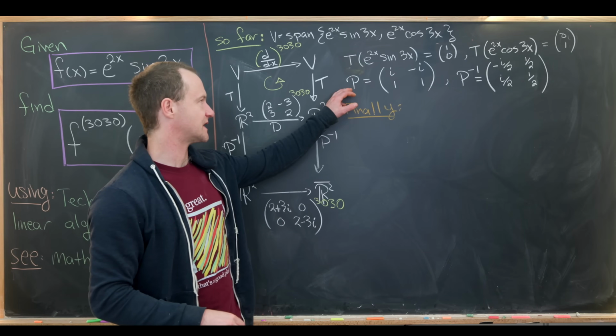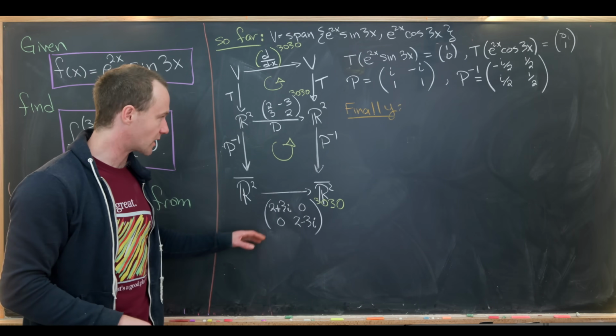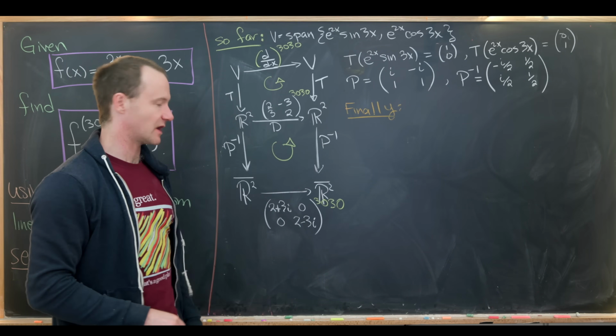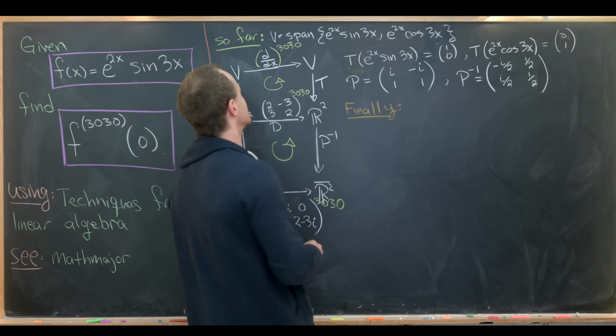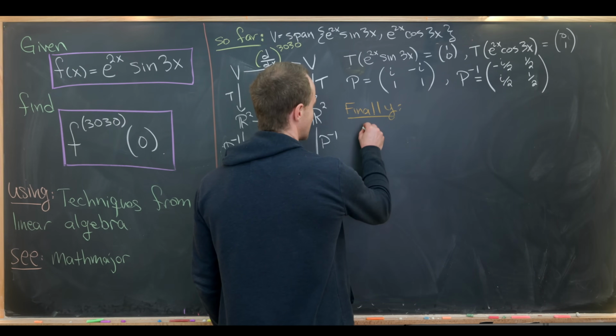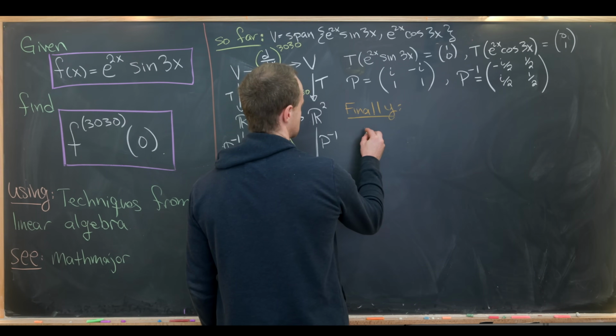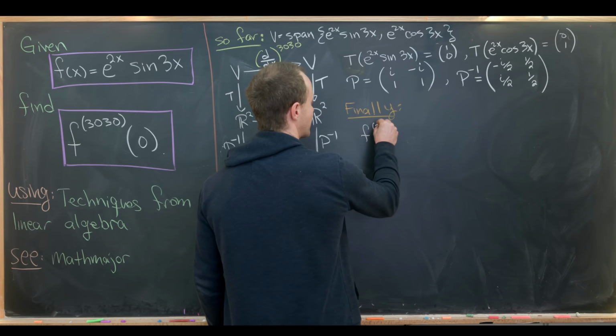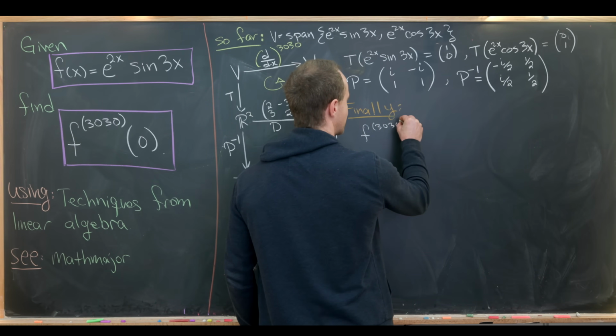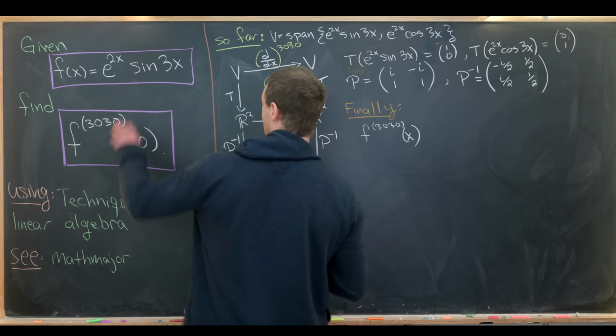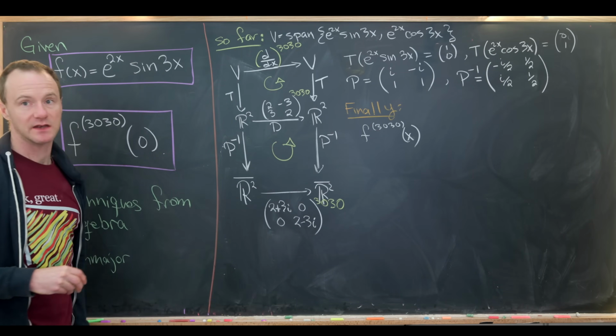Then I've reminded ourselves what P and P inverse are, and just that this whole diagram is commutative. Okay, so now let's see. We want the 3,030th derivative of our function f. We'll plug in 0 at the end.